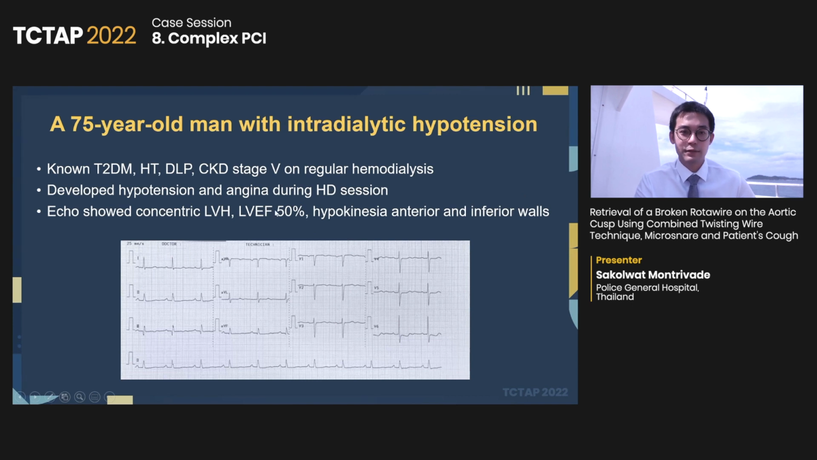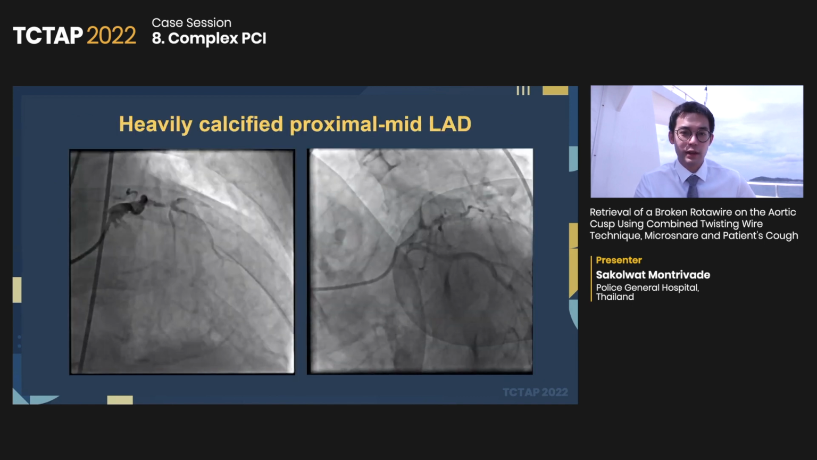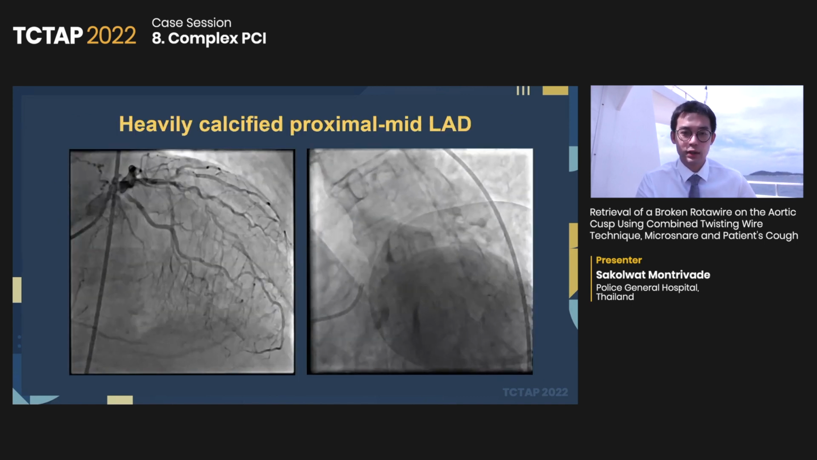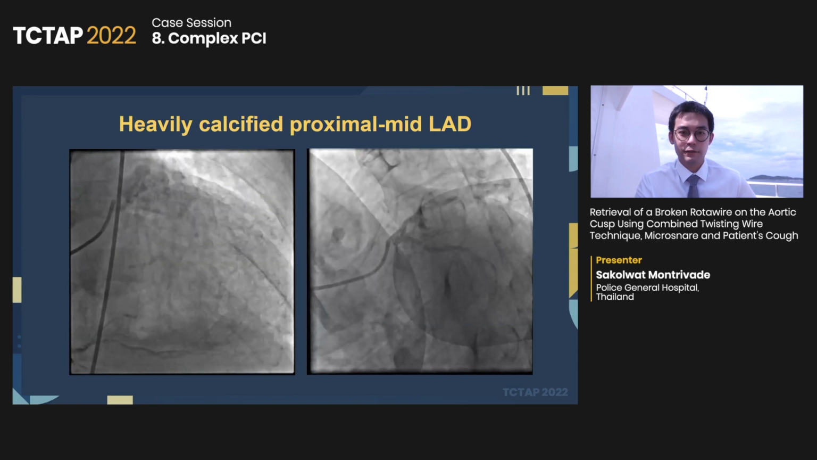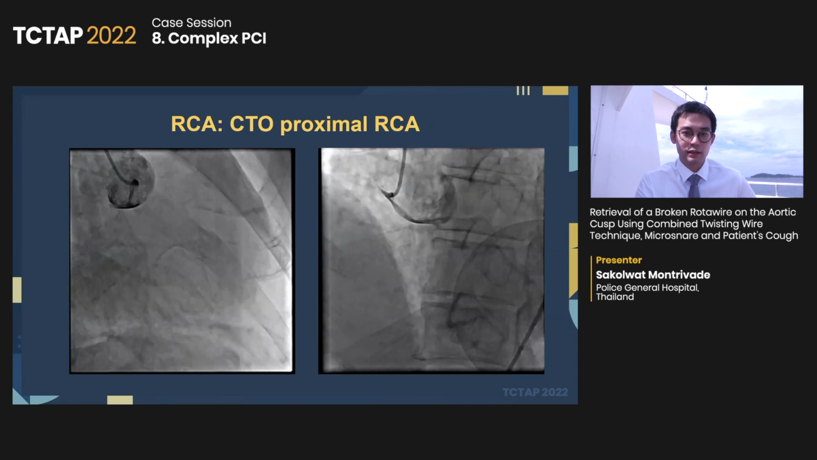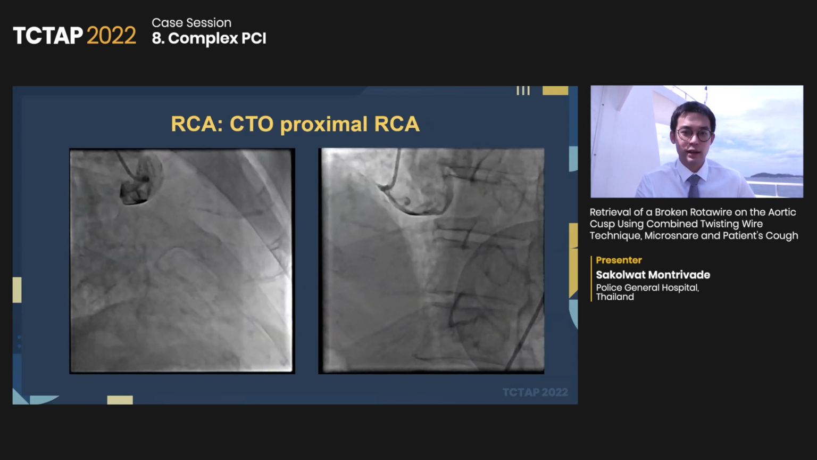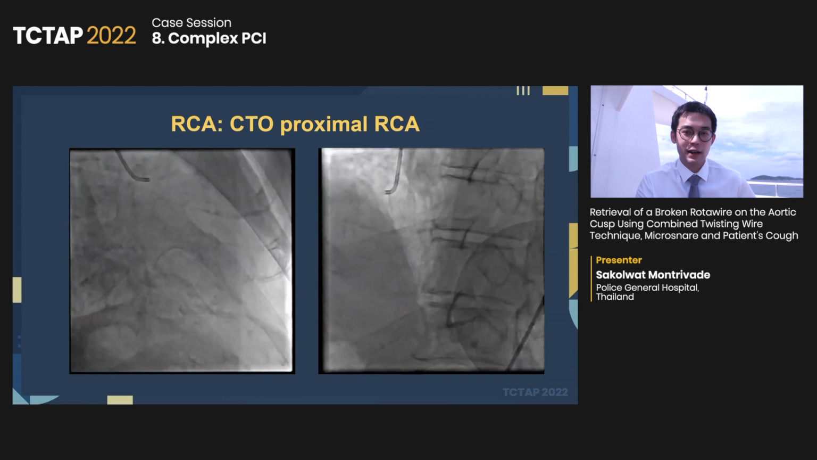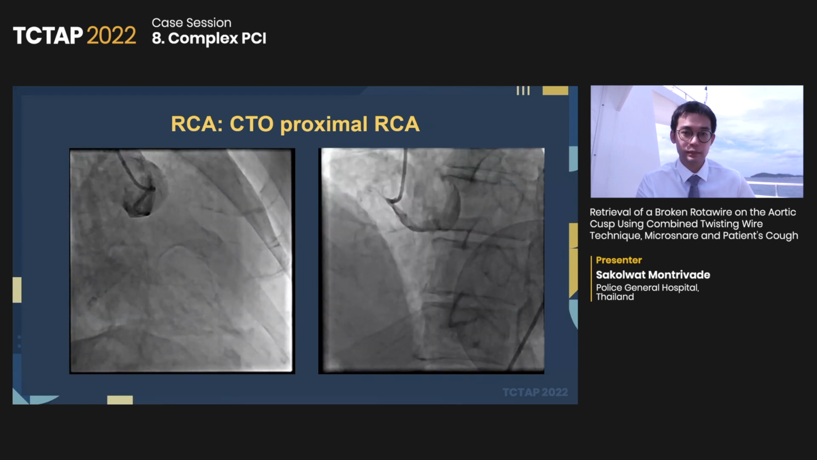My case is a 75-year-old man with diabetes, hypertension, chronic kidney disease on regular hemodialysis. He had intradialytic hypertension. From echocardiogram review, LVEF of 50% and hypokinesis of the anterior and inferior wall. So we proceeded with angiography, and it revealed a 3-vessel disease with heavily calcified proximal to mid-LAD. For the RCA, this is a CTO of ostial RCA with a long, heavily calcified and tortuous course.